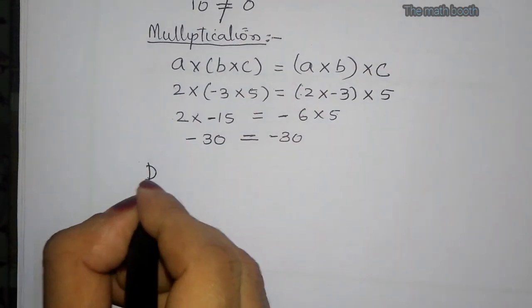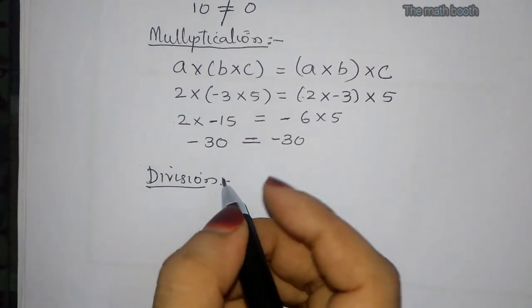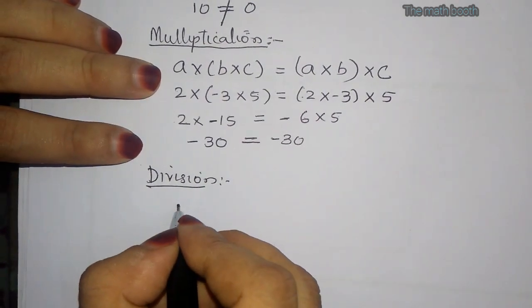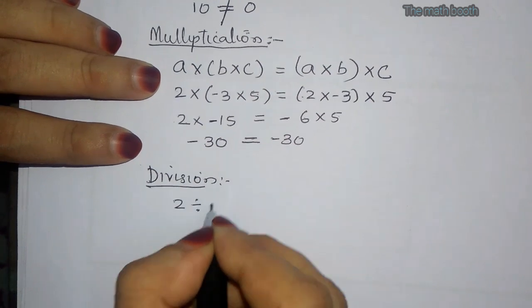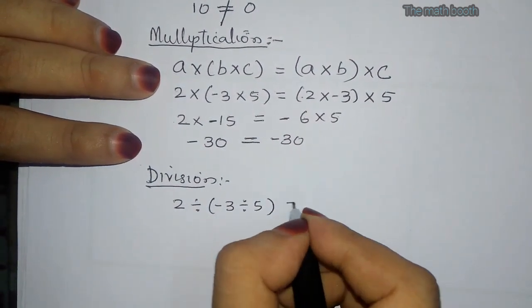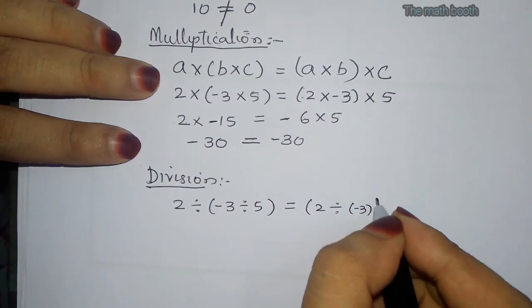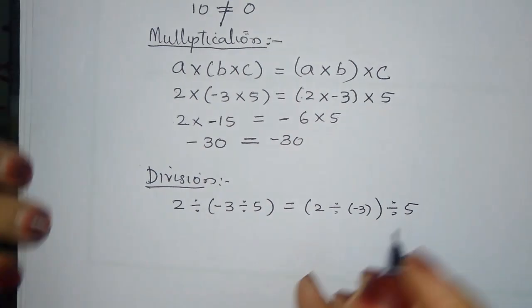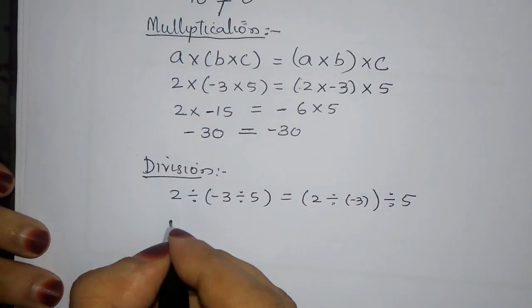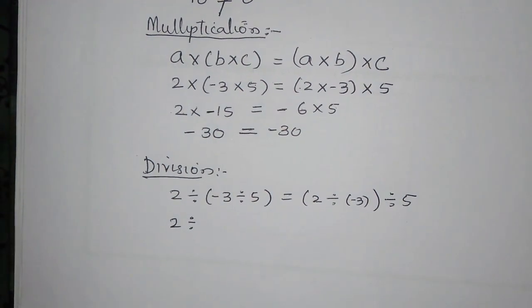Last one is division, and we know that division doesn't satisfy, but still we will do that. 2 divide minus 3 divide by 5 is equal to 2 divide minus 3 divide by 5. Okay, so here we know that we will get a decimal answer.